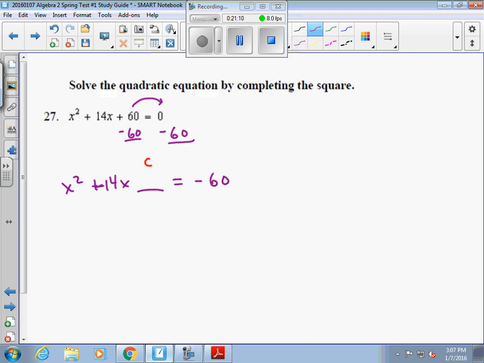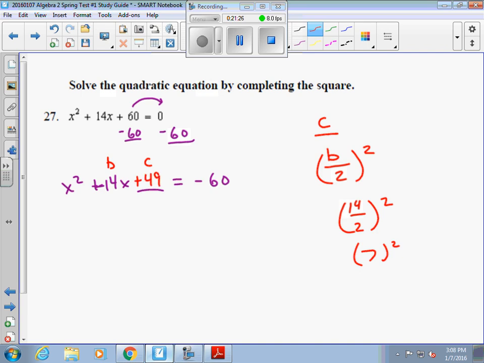In order to find a new c value, you need to take b's value, divide it by 2, and square it. B's value in this case is 14. So 14 divided by 2 is 7, and 7 squared is a positive 49. But remember, when you add 49 to one side, you need to do the same to the other side. We did it to the left, do it to the right. So negative 60 plus 49 is negative 11. And we now have a perfect trinomial on the left.